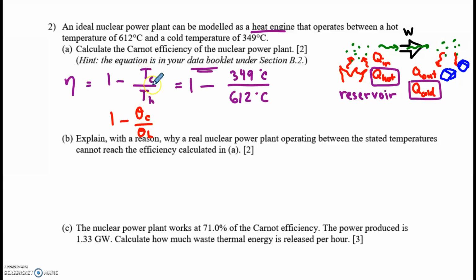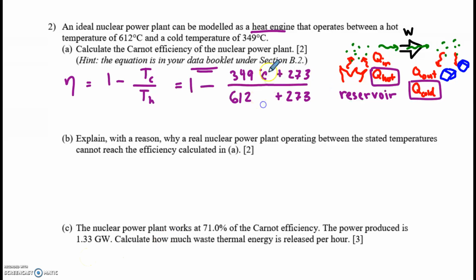What's the difference between theta and capital T? Theta is Celsius, T is Kelvin. Do not forget to plug in the Kelvin value. Convert this to Kelvin before you start. Or, by doing this. Don't make the same fatal mistake that I made.